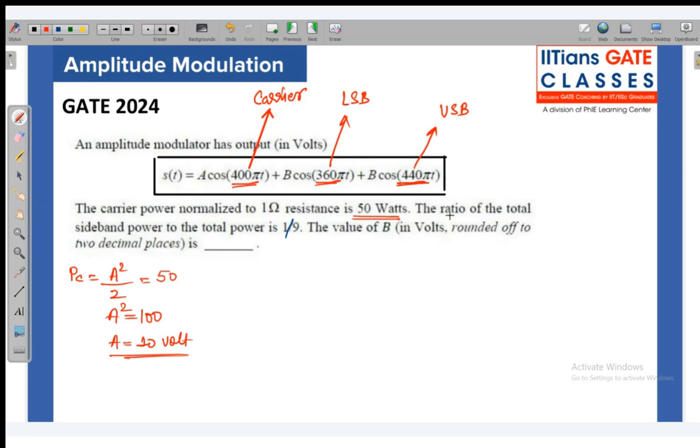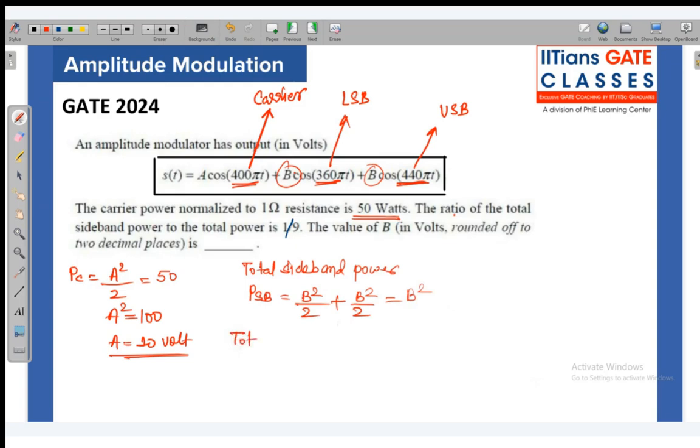Now the ratio of the total sideband power to the total power. So how do you calculate the total sideband power, guys? We calculated just now. We have to add the power of lower sideband and power of upper sideband. Correct? Both are having amplitude B, so this is B square.